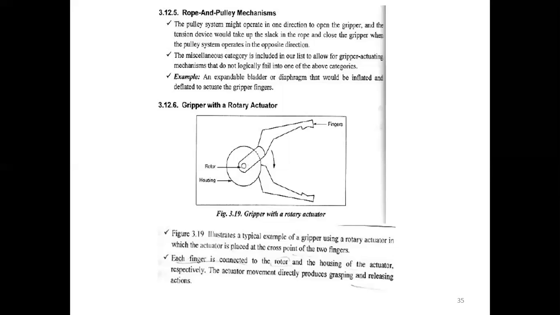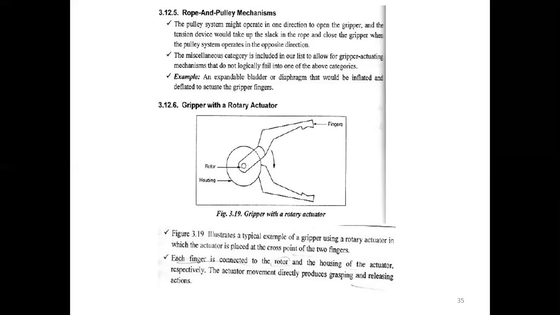Next, the rope and pulley mechanism. The rope and pulley system might be operated in one direction to open the gripper. Then a tension device would take up the slack in the rope and close the gripper when the pulley system operates in the opposite direction.